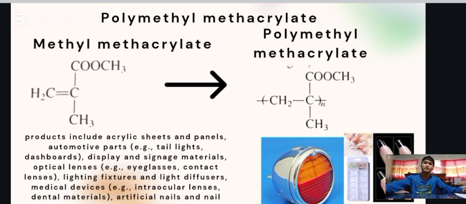Next is polymethyl methacrylate. Its monomer is methyl methacrylate. You can see in the picture the products that can be made from it. Products include acrylic sheets and panels like tail lights, dashboards, display and signage materials, optical lenses, eyeglasses, and contacts, so very many. Next is polystyrene.